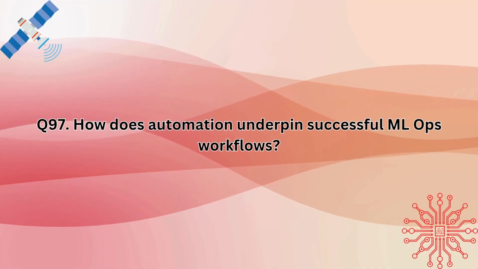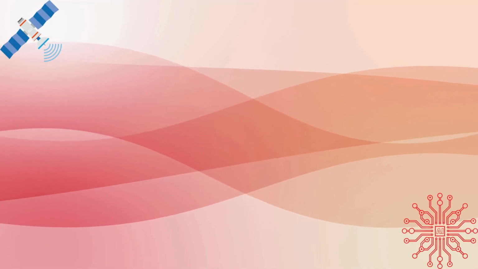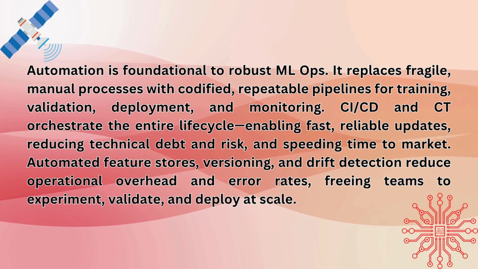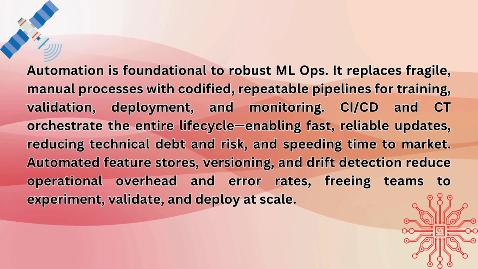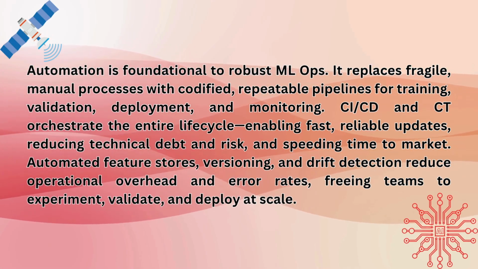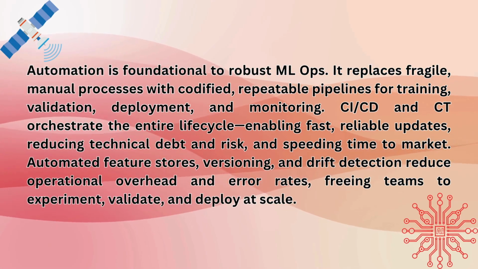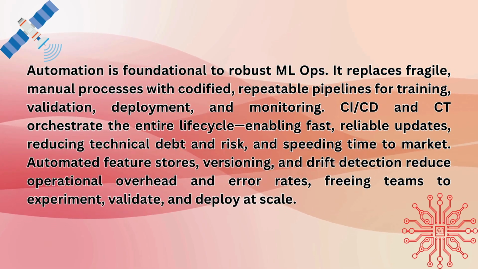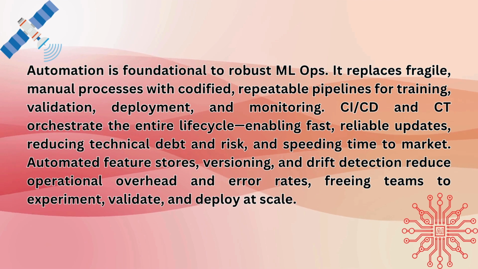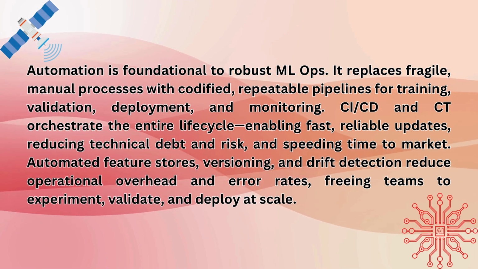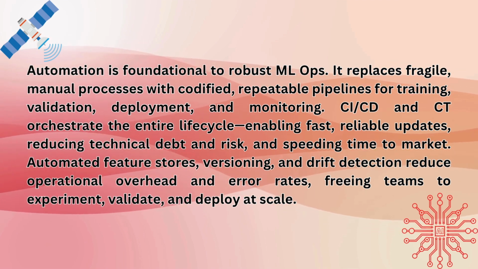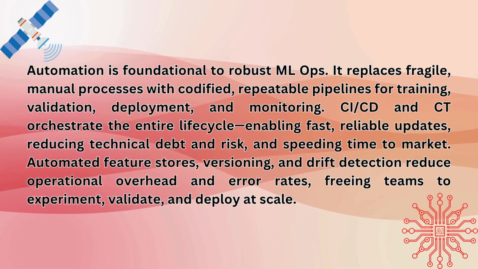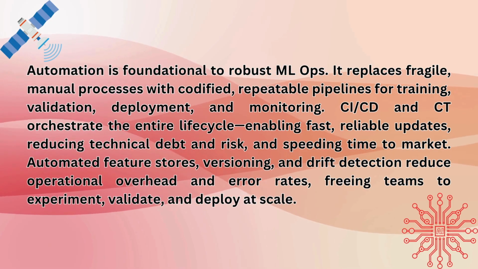How does automation underpin successful ML Ops workflows? Automation is foundational to robust ML Ops. It replaces fragile manual processes with codified, repeatable pipelines for training, validation, deployment, and monitoring. CI and CD and CT orchestrate the entire lifecycle, enabling fast, reliable updates, reducing technical debt and risk, and speeding time to market. Automated feature stores, versioning, and drift detection reduce operational overhead and error rates, freeing teams to experiment, validate, and deploy at scale.